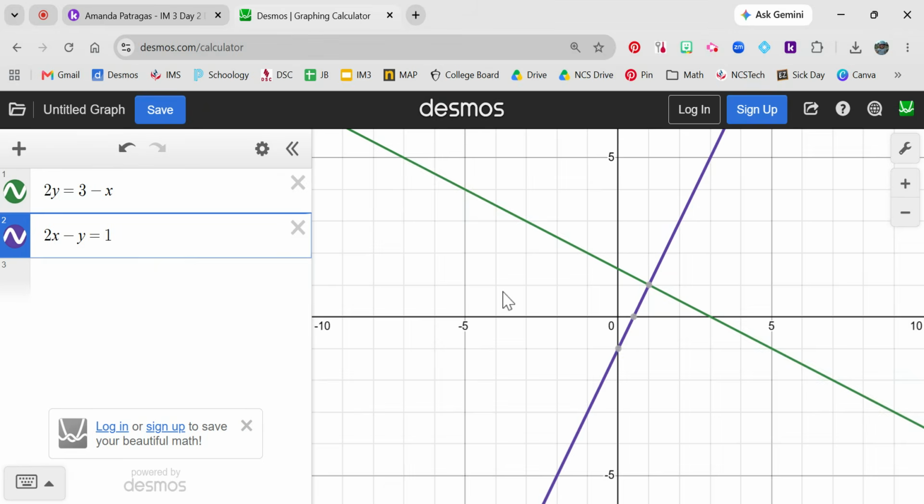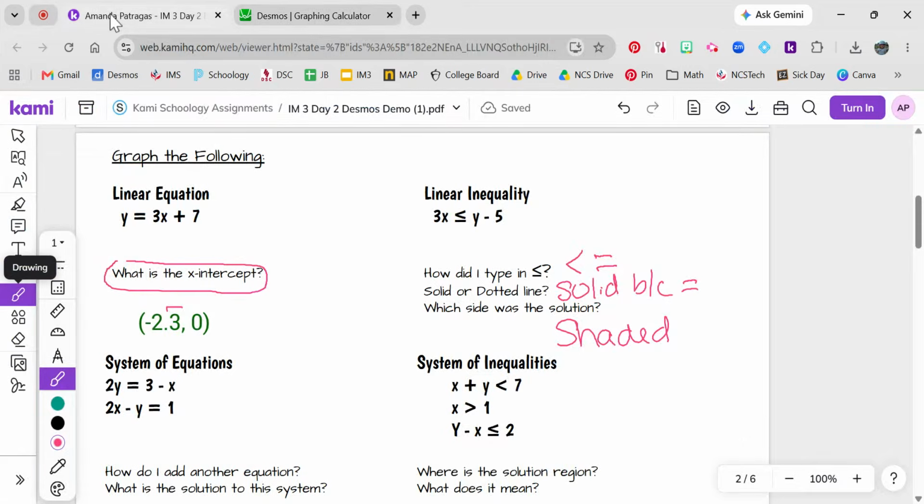So let's double check. How do I add another equation? We just hit the enter button, and it drops us down. And then what is the solution to this system? Remember, the solution is where those two lines cross. For these two lines, they cross at the point (1, 1). So we hit enter to add an equation, and our solution was (1, 1), because that's where they crossed.